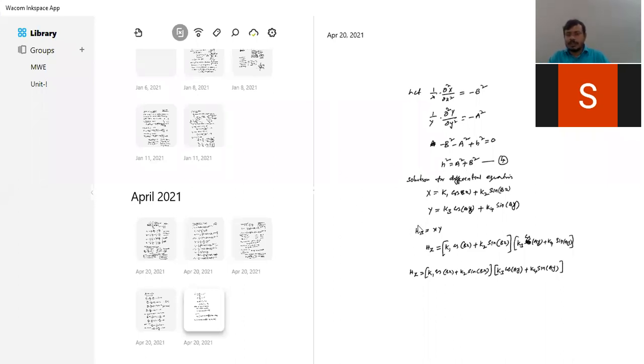So the solution for the differential equation, we can write capital X is equal to k1 into cos bx plus k2 into sin bx, and capital Y is equal to k3 cos ay plus k4 sin ay. Here X is in terms of small x, and capital Y is in terms of small y. So now our Hz is equal to X into Y. So we can write Hz is equal to (k1 cos bx plus k2 sin bx) into (k3 cos ay plus k4 sin ay). So now we need to find out the constants k1, k2, k3, k4.